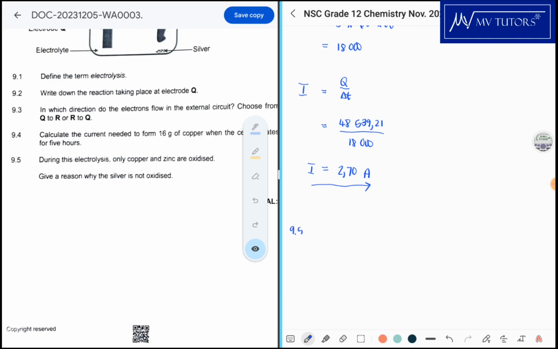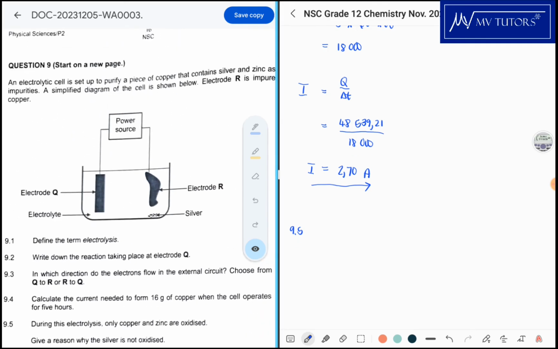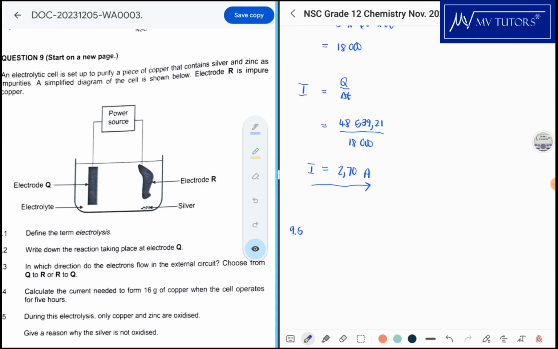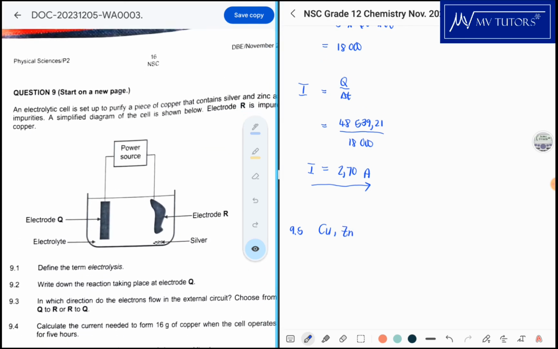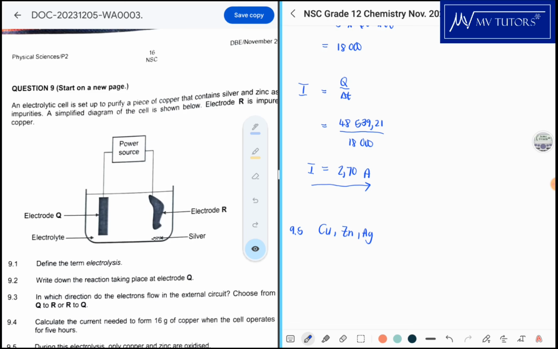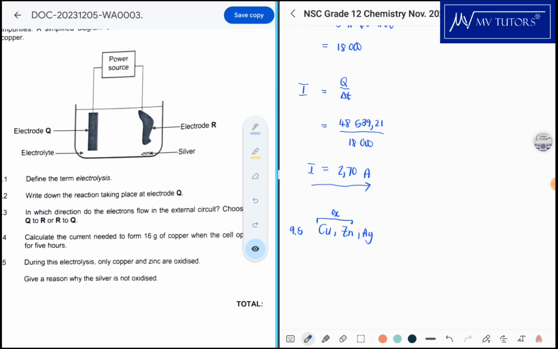And then the last question. It says, during this electrolysis, only copper and zinc are oxidized. Remember we had the impurities: a piece of copper contains silver and zinc as impurities. So we have copper, zinc, and silver. They say give a reason why only copper and zinc are oxidized. Copper and zinc are oxidized. Give a reason why the silver is not oxidized.